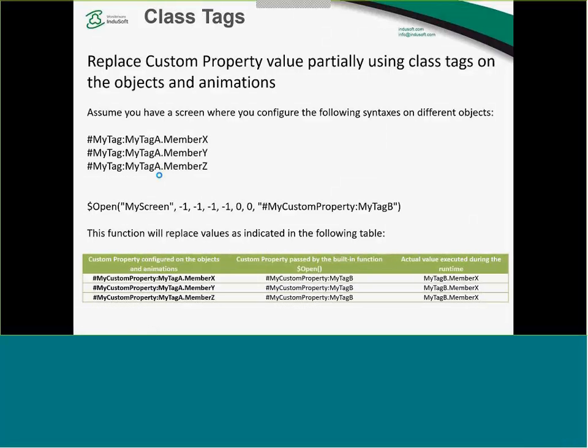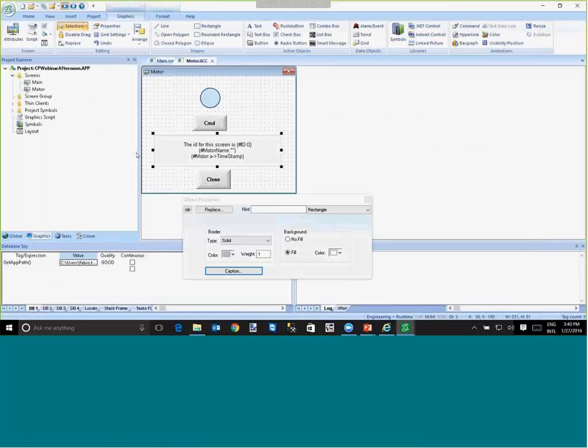The second one is similar, but using class tags. As you probably know, in InduSoft, you have the ability to create classes and assign members to those class tags. Similarly to the tag fields, you can assign a single custom property name to different members of the same class tag. And when you assign this custom property to a different class tag, all the members are automatically remapped to the new class tag. Let's see how it works.